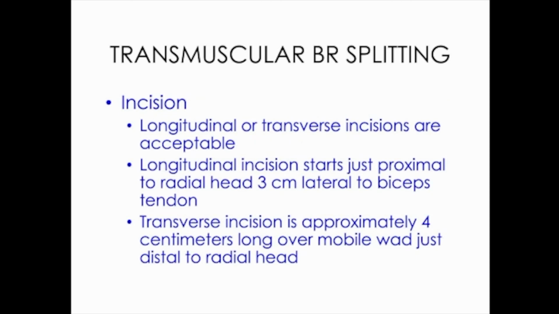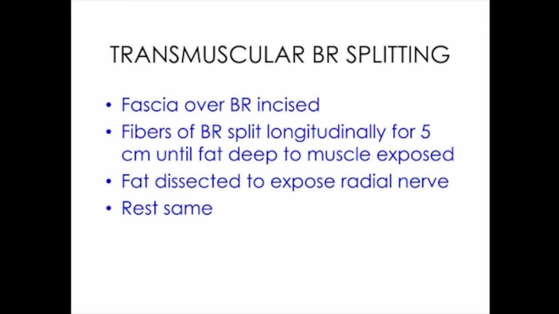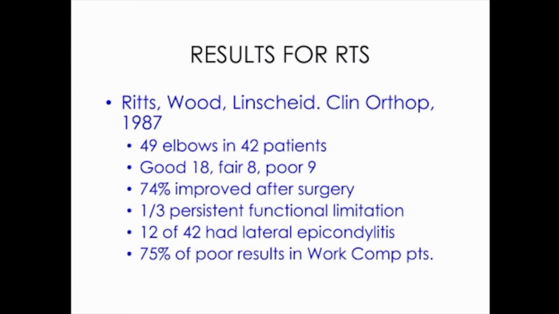And then finally, the approach which I prefer is the transmuscular brachioradialis splitting approach, which can be done through a longitudinal or transverse incision. The longitudinal incision starts just proximal to the radial head and 3 centimeters lateral to the biceps tendon. The transverse incision is about 4 centimeters long over the mobile wad, just distal to the radial head. The fascia of the brachioradialis is incised, and the fibers of the muscle are split longitudinally for about 5 centimeters until the fat deep to the muscle is exposed. You dissect through the fat, you expose the posterior interosseous nerve, and the rest of the procedure is the same.